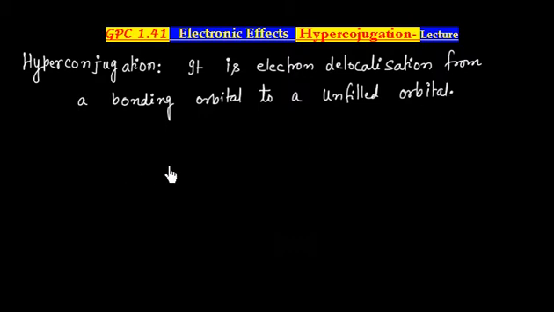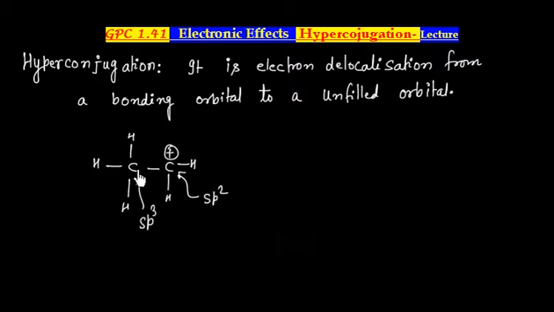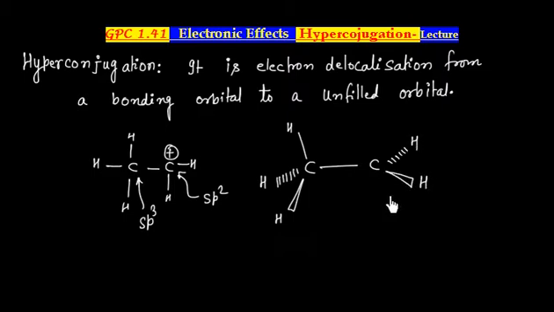Let us discuss this with the help of a carbocation. So we have a carbocation. This carbon is sp2 hybridized and this carbon is sp3 hybridized. So about this carbon the molecule is tetrahedral, and about this carbon the molecule is planar. So we will have something like this. This carbon has two hydrogens, one going inside and another coming outside the plane of paper.